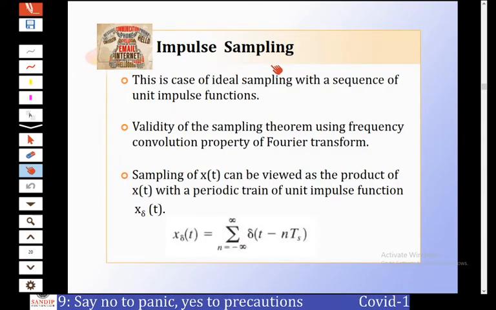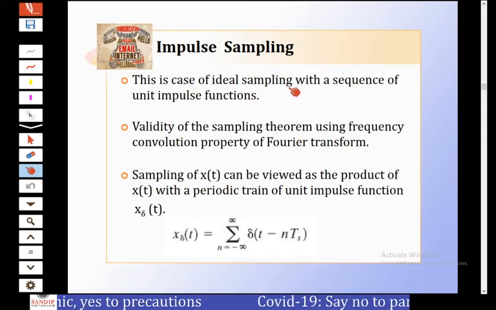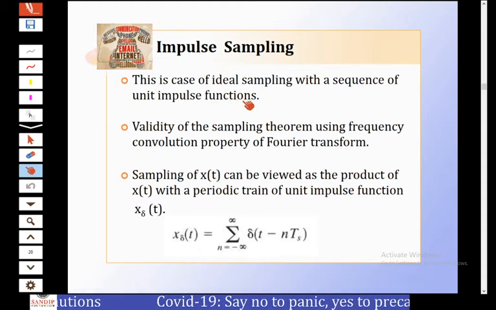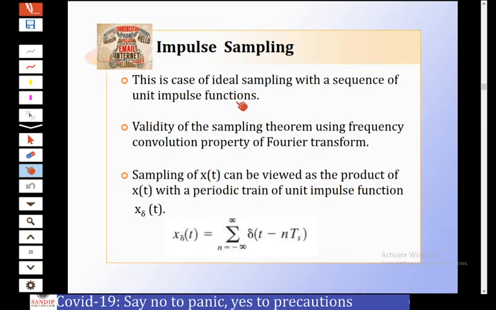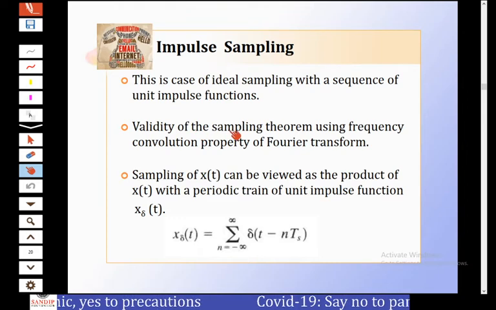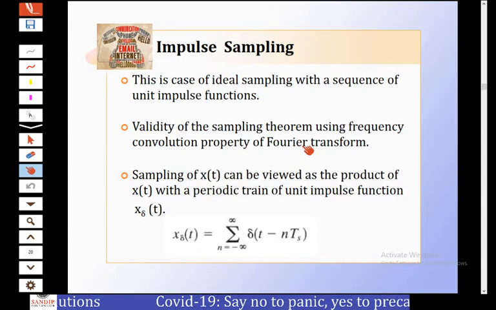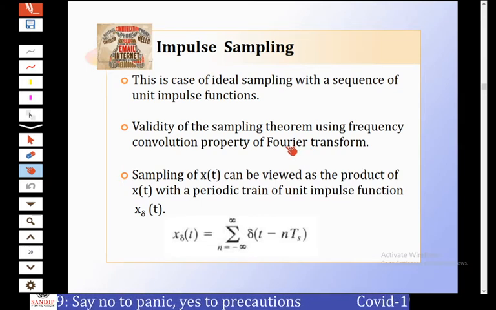Now, impulse sampling, also known as ideal sampling. This is the case of ideal sampling with a sequence of unit impulse functions. The important thing here is the impulse function, or we can say the delta function. In ideal or impulse sampling, the delta function plays an important role. The validity of this sampling theorem can be shown by using the frequency convolution property of the Fourier transform.